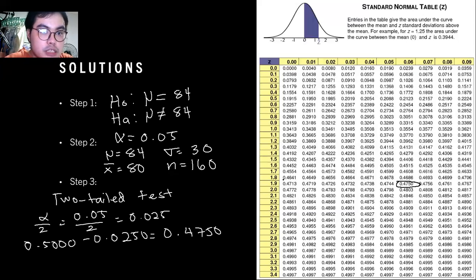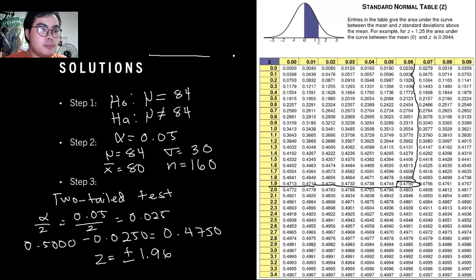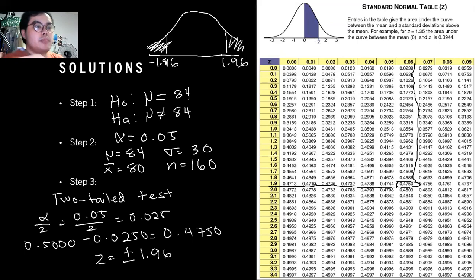Okay, so here, this corresponds to, I'm going to underline to make it specific. So this corresponds to 1.96. So the z value is equal to plus minus 1.96. So it means to say, based on this normal curve, the rejection regions will be negative 1.96, and here it will be 1.96. So this is the visual representation of the critical value.